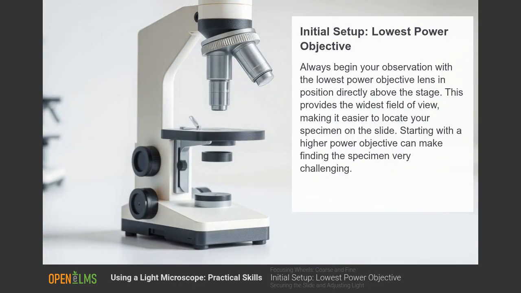Initial setup. Lowest power objective. Always begin your observation with the lowest power objective lens in position directly above the stage. This provides the widest field of view, making it easier to locate your specimen on the slide. Starting with a higher power objective can make finding the specimen very challenging.